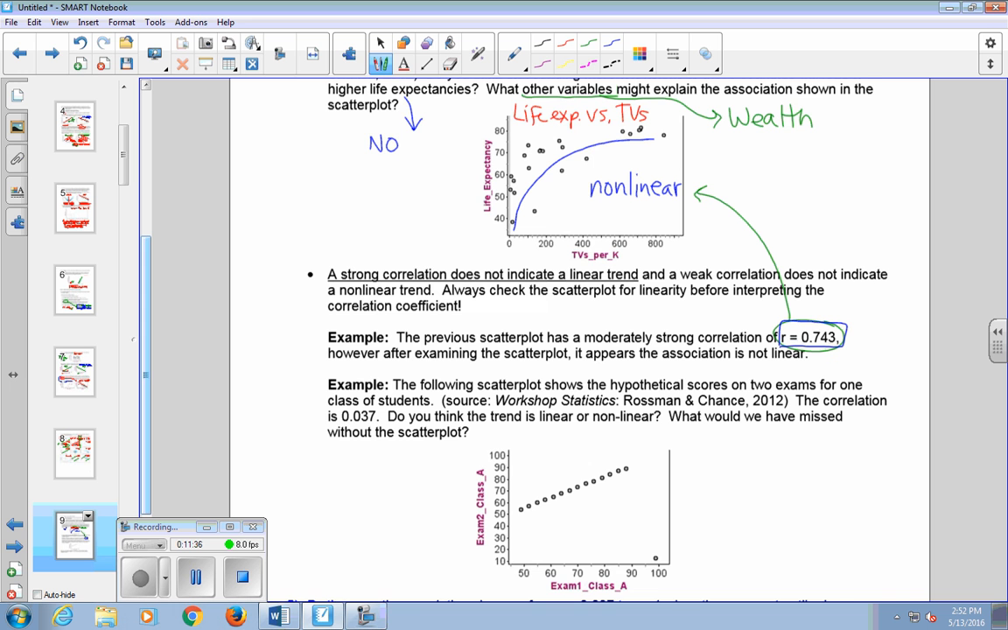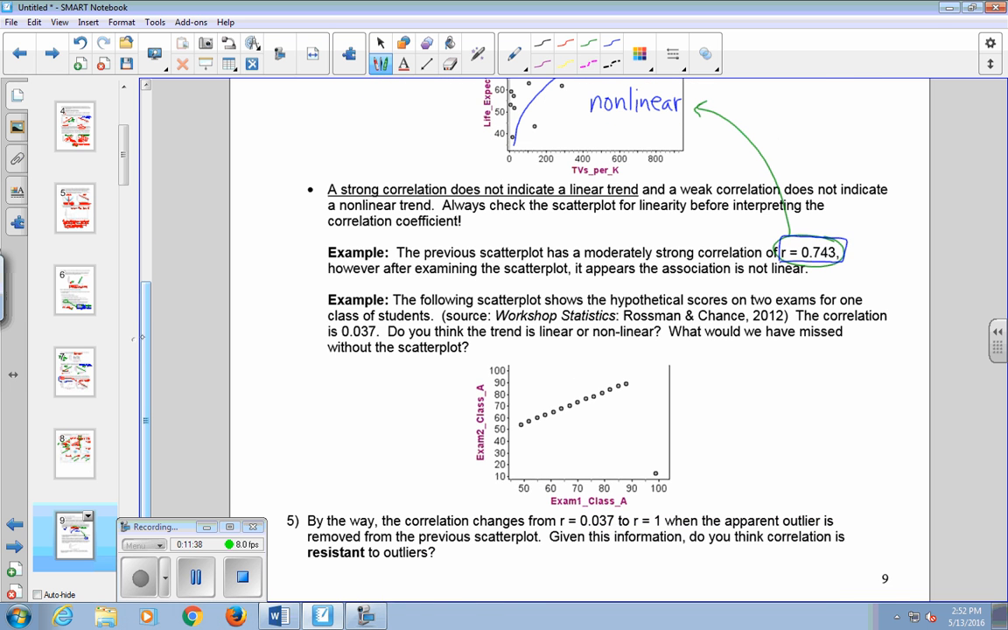Our second example, the following scatter plot shows the hypothetical scores on 2 exams for one class of students. This is also from the Workshop Statistics book. Correlation is 0.037. It's awfully close to 0, indicating a very weak association. Question is, do you think the trend is linear or nonlinear? And what would we have missed without the scatter plot?